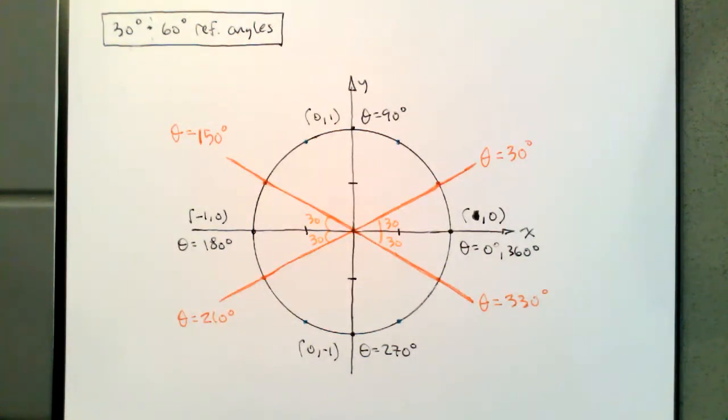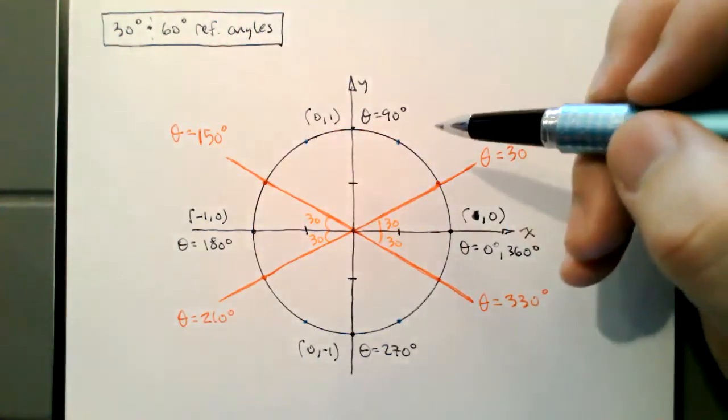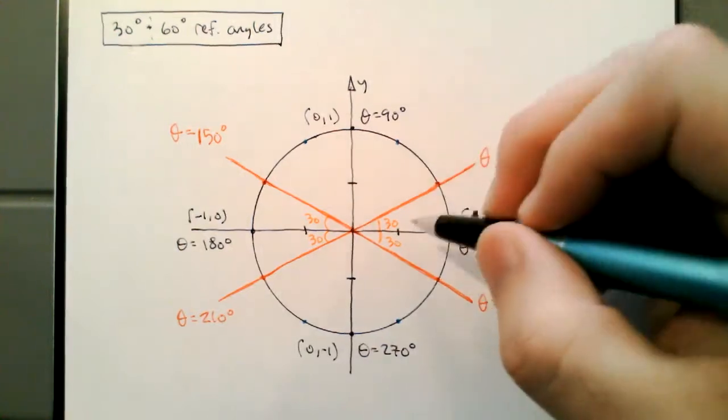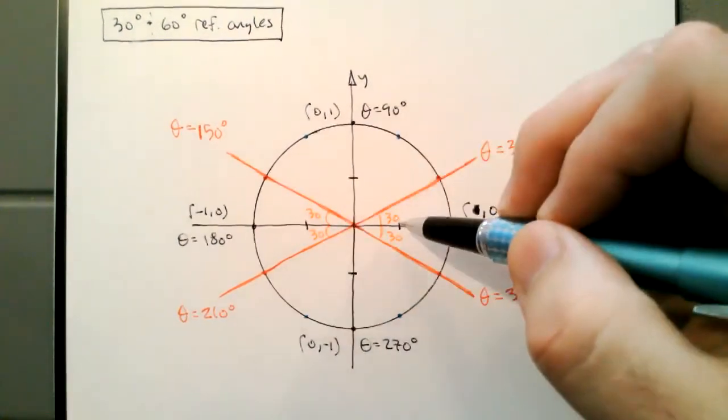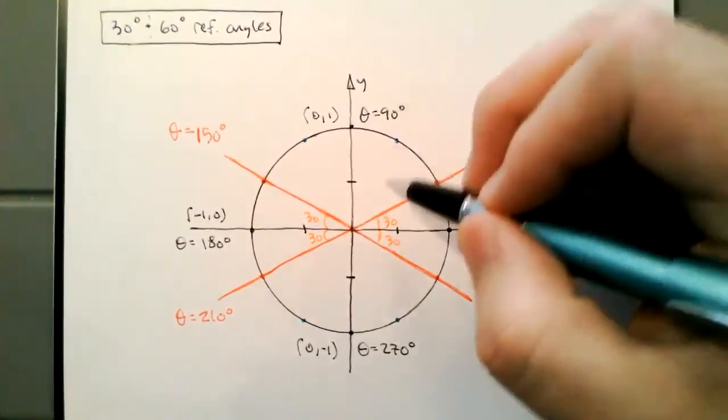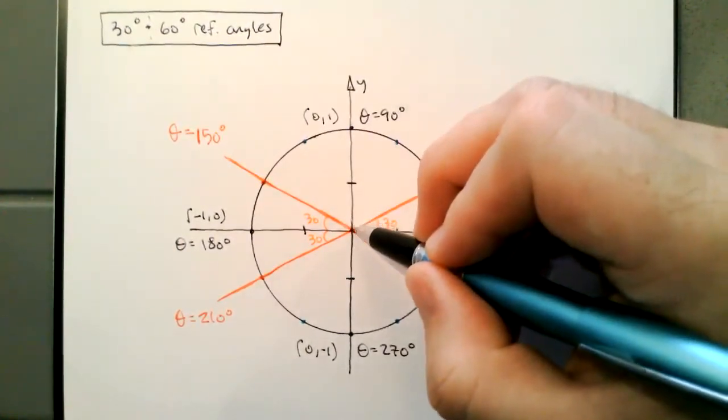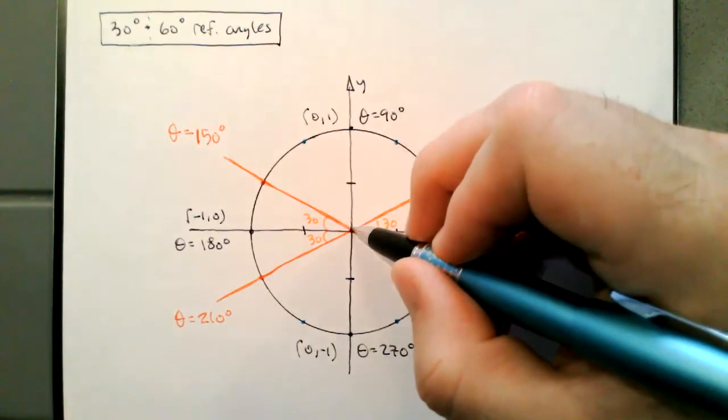We also want to look at the 60-degree reference angles, because they come from the same triangle. So we always put those together. Once again, I could locate the 60s by looking at where x is equal to 1/2. And that's how I can get my 60-degree angles.